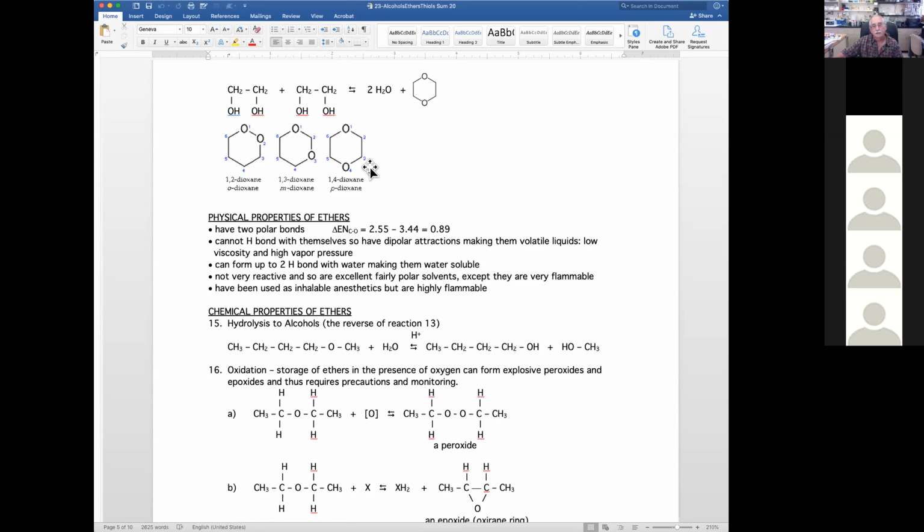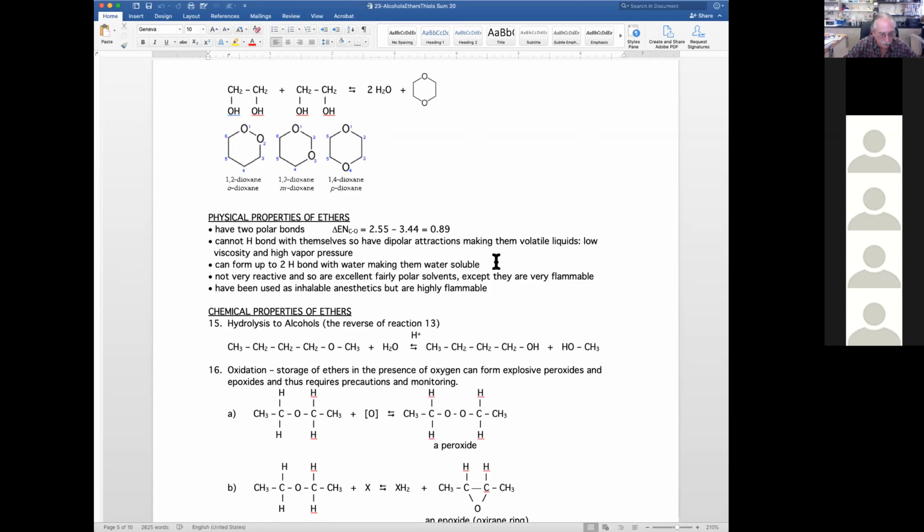So the strongest attractive force would be dipolar attractions that makes them liquids, but they have low viscosity, high vapor pressure, meaning that they're volatile. They evaporate fairly quickly, I should say. They can also form up to 2 hydrogen bonds with water.